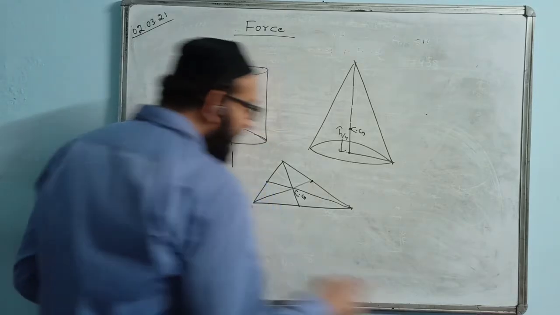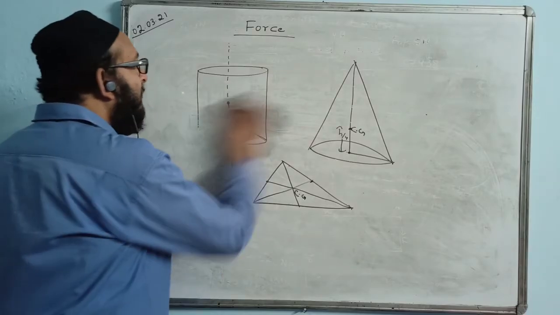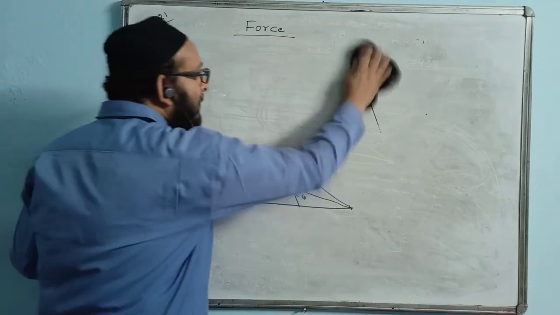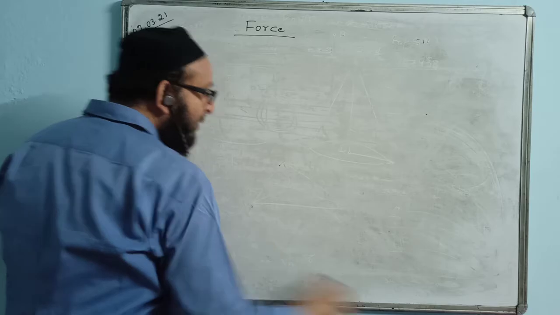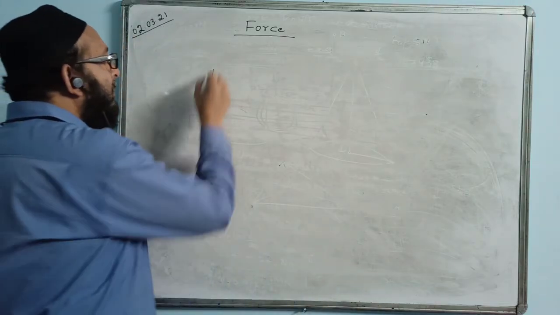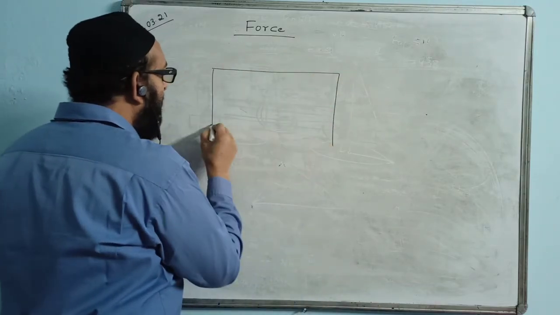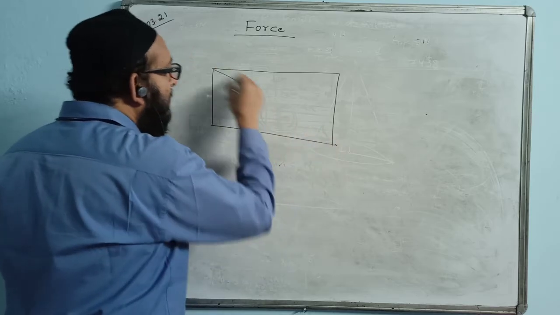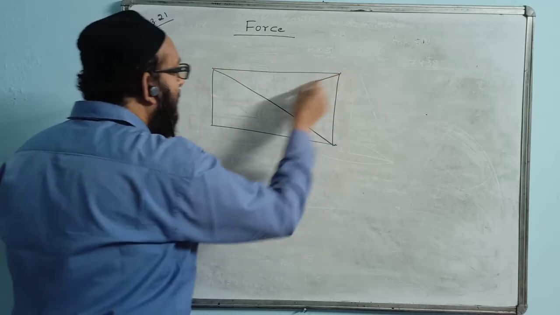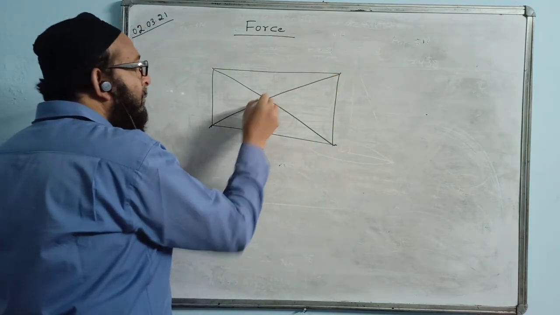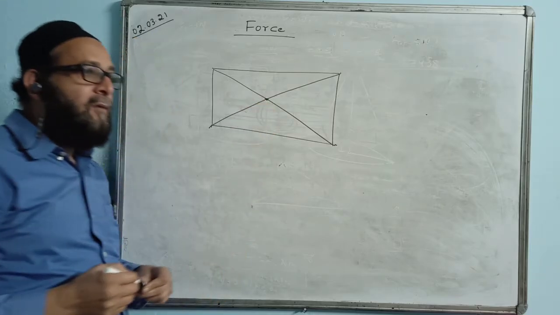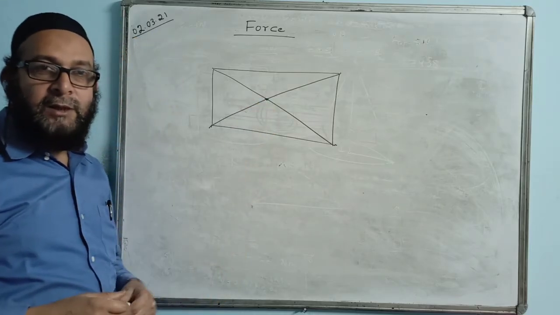Now, if you have a body in the form of square lamina or rectangular lamina like this, where it is situated at the point of intersection of its diagonals, where the two diagonals meet, there it will be situated.